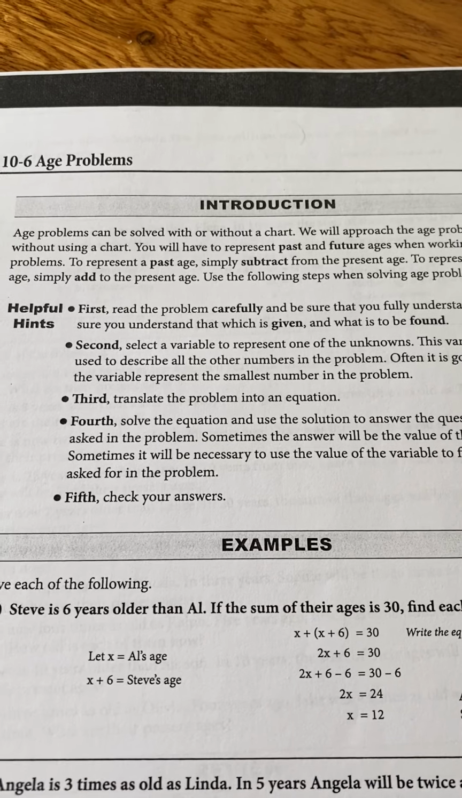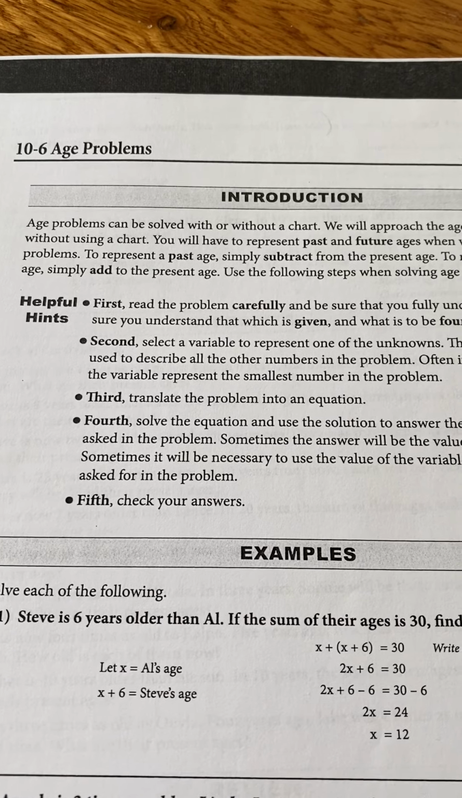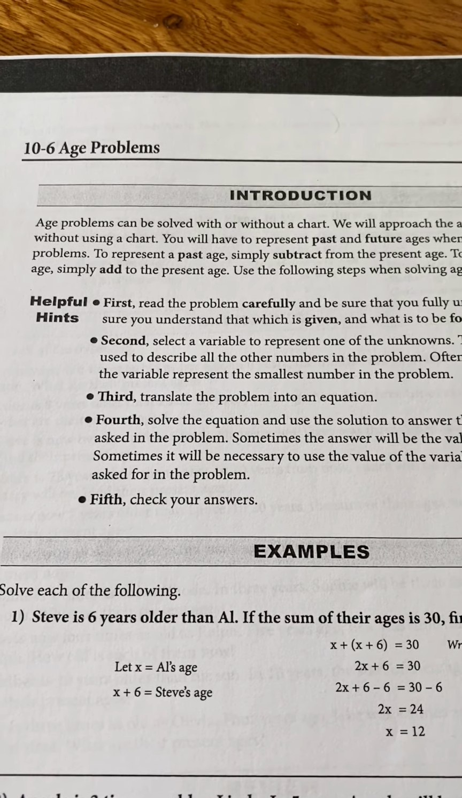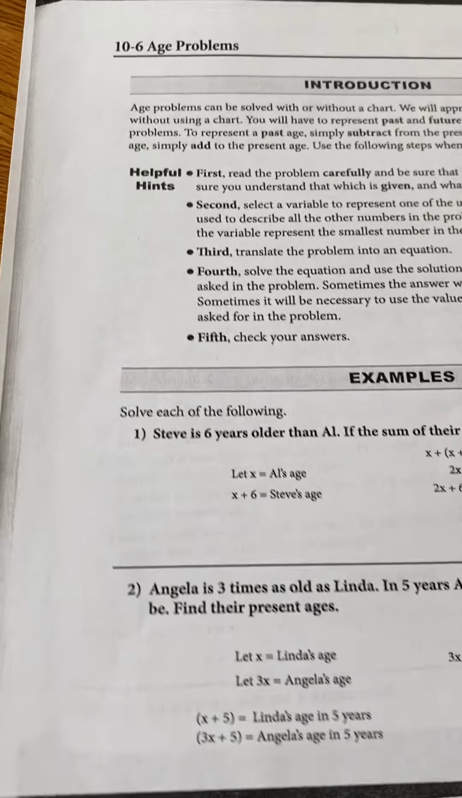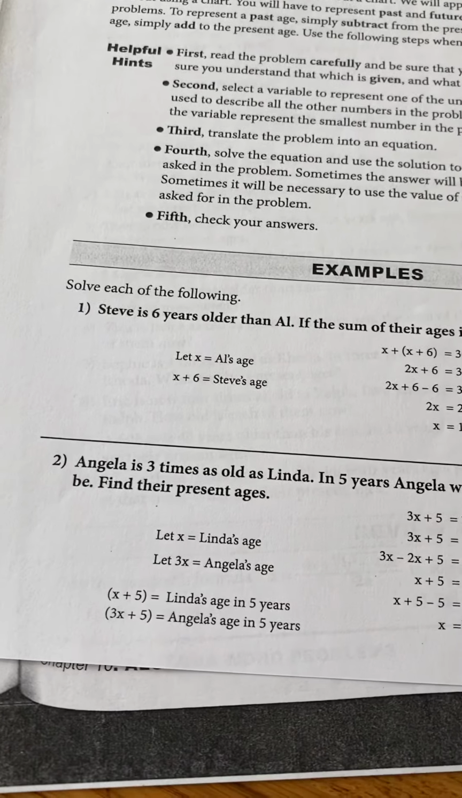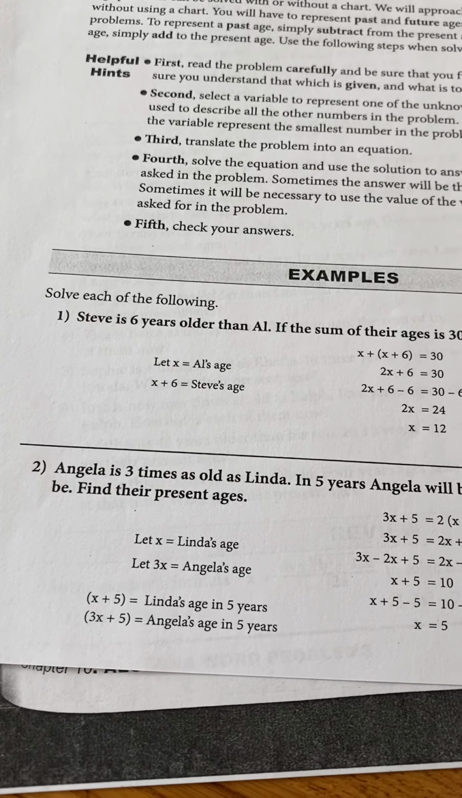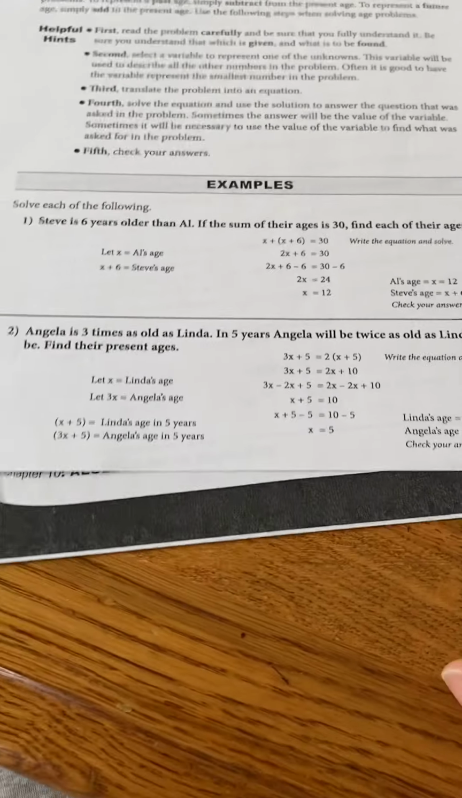Sometimes the answer will be the value of the variable. Sometimes it will be necessary to use the value of the variable to find what was asked for in the problem. And last, and certainly not least, check your answers. So we are going to go into our examples. Number 1. Steve is 6 years older than Al. If the sum of their ages is 30, find each of their ages.